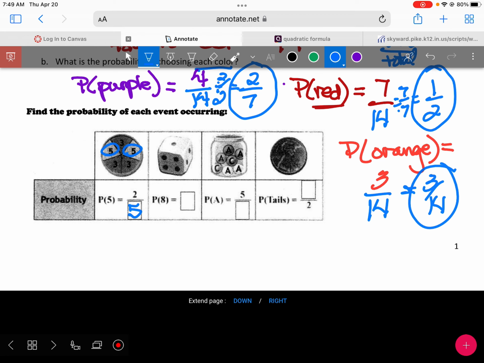All right, the next one, I have a die, a single die. What is the probability of rolling an 8 on a single fair die? And when I say fair die, we're talking about a regular die. 0. It is 0 out of how many total chances would I have? 6, because there are 6 sides. And 0 divided by 6 is 0.